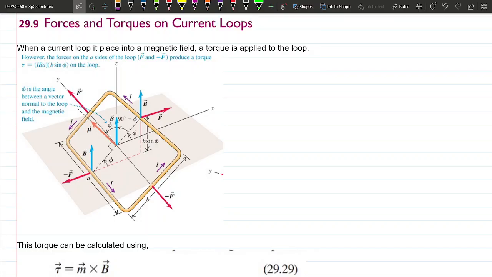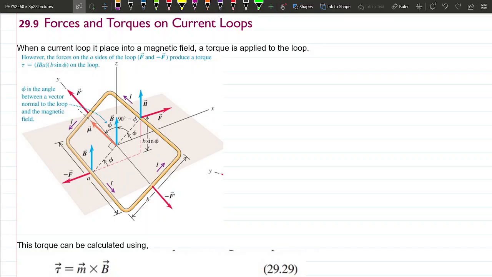This will work too. If I apply a force this way on the book and this way on the book, what happens? What is it actually applying? It's applying a torque causing a rotation. So when you have this object in a magnetic field like this, it'll start to rotate this way, if the only forces we have to worry about are these.